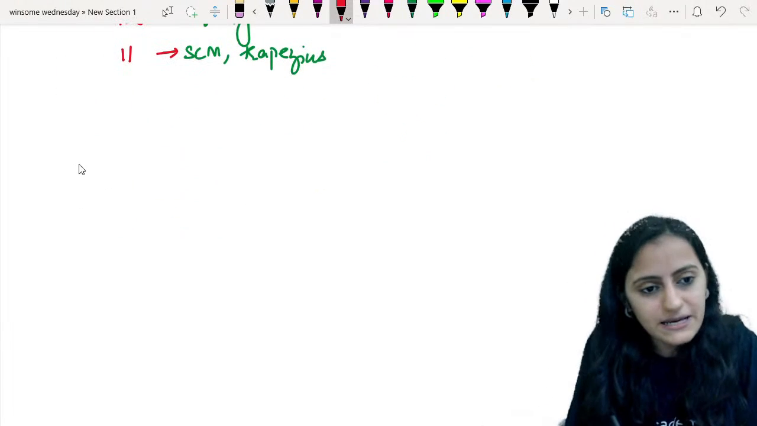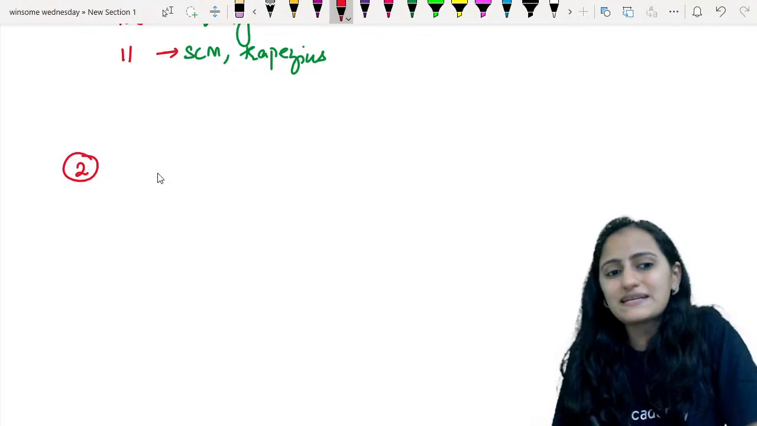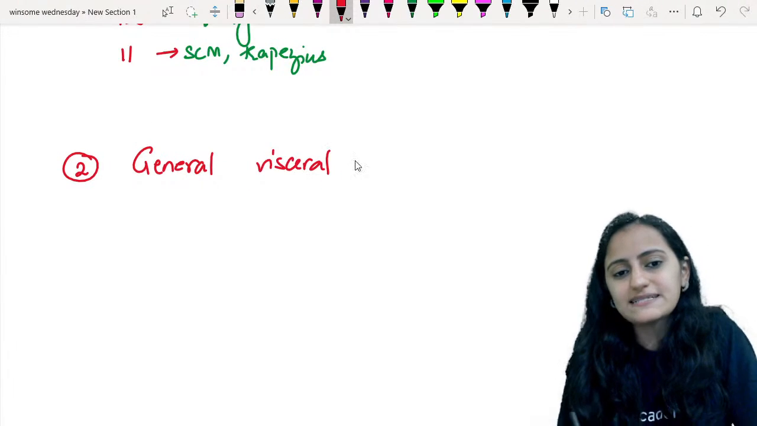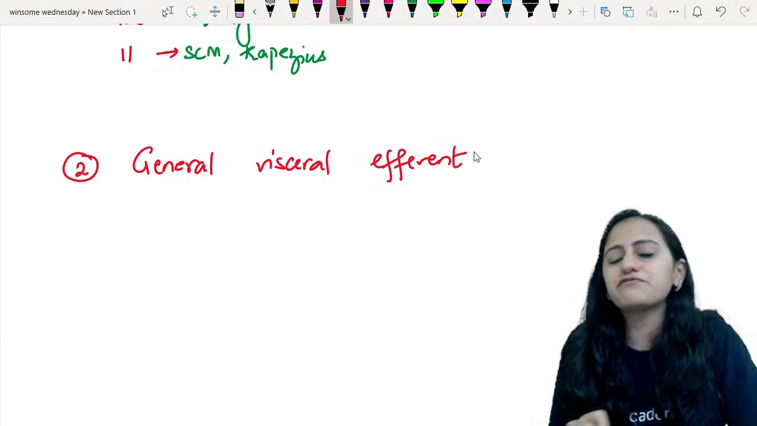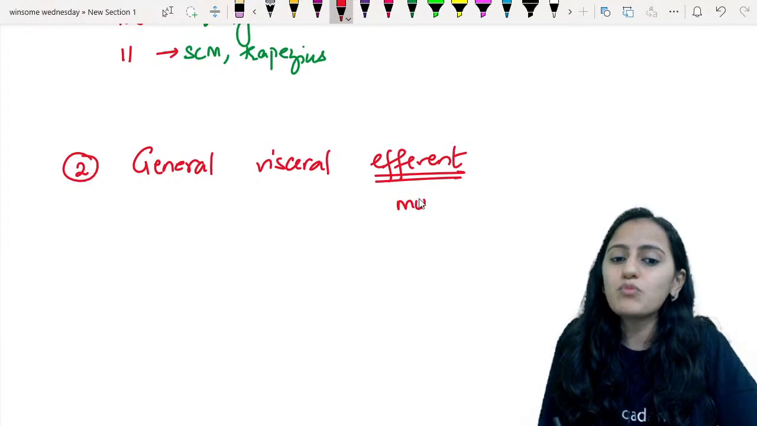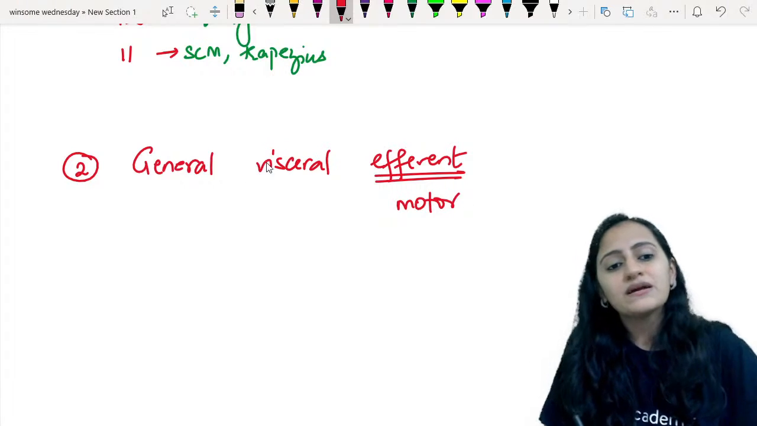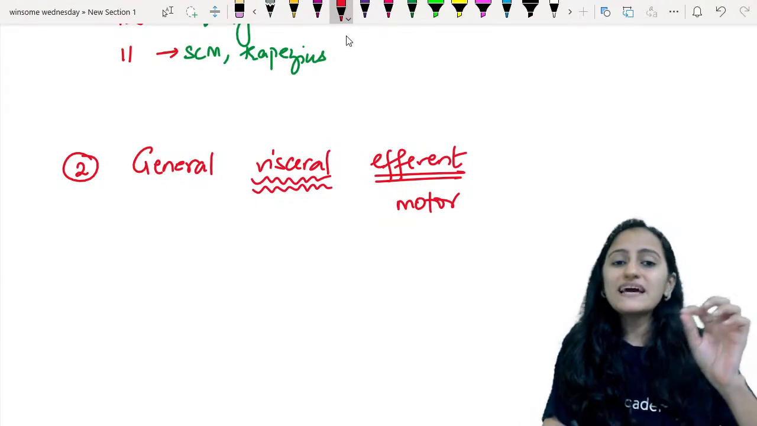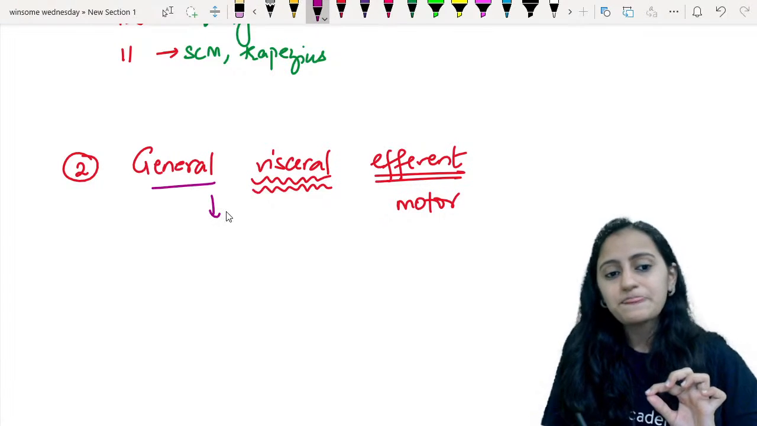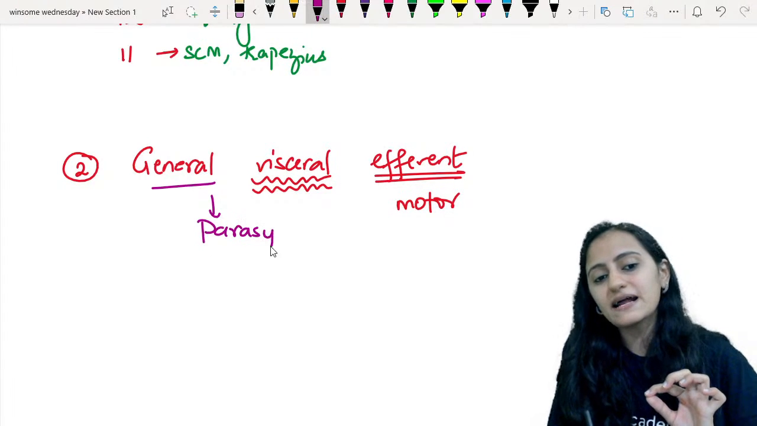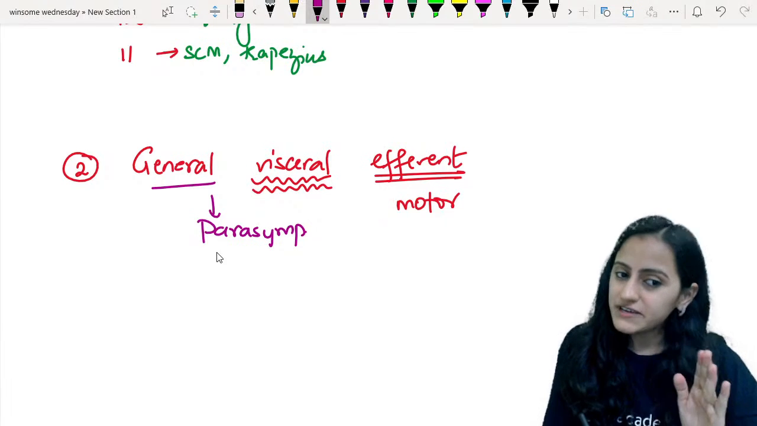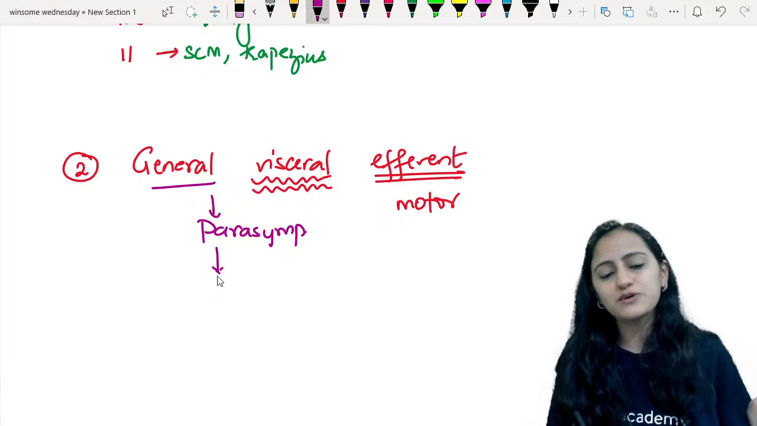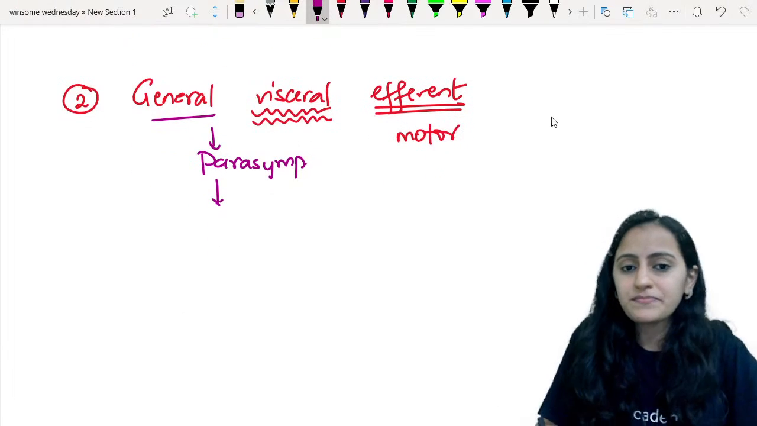Similarly, when I say general visceral efferent, again it is going to be the motor component, it is efferent and it is visceral. So when I say general visceral, it is basically your parasympathetic outflow. And we all know, which are the parasympathetic cranial nerves? Yes, which are the parasympathetic cranial nerves?